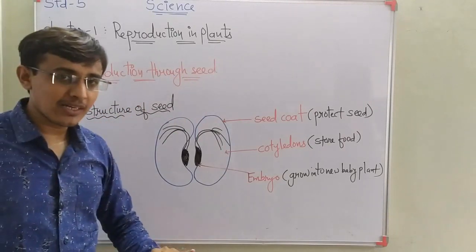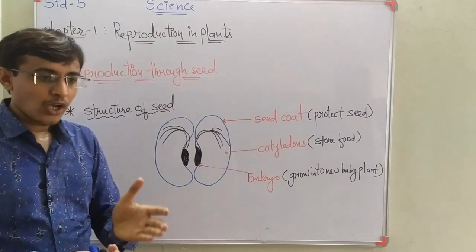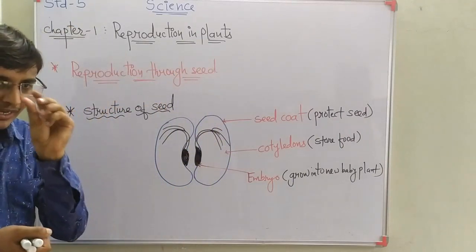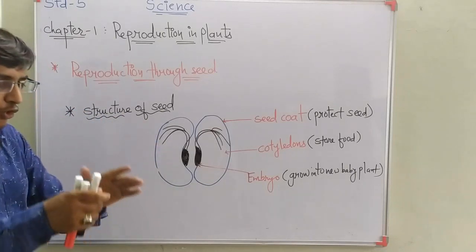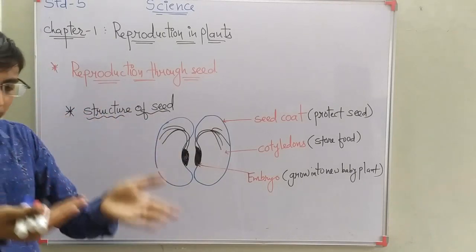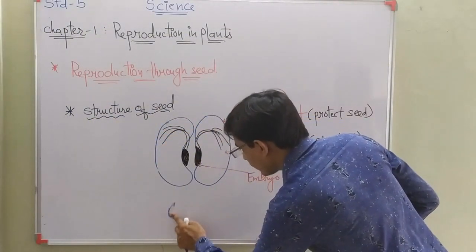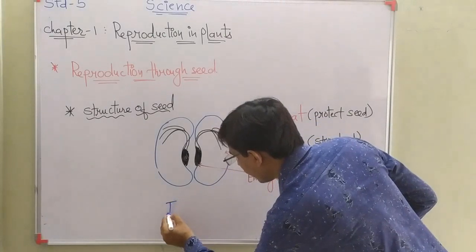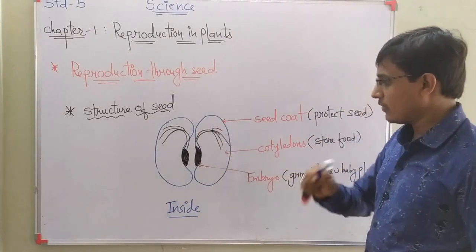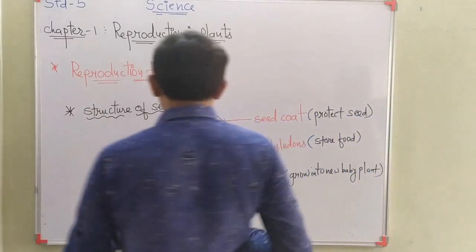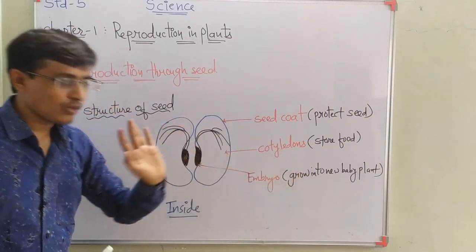Where are seeds present? Seeds are usually present inside the fruits. When you take a fruit, you take a seed, and you see a structure of a single type. When you open the seed, it is divided into two parts. This is the structure of the seed from the inside. And what do you see? You see that there are three parts of the seed.